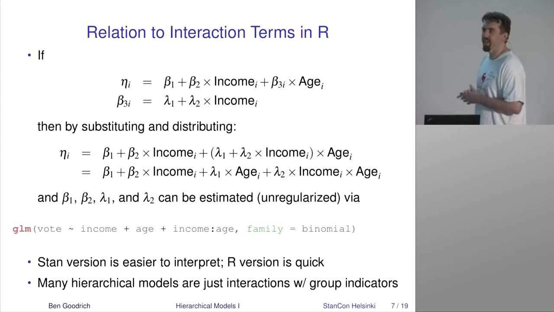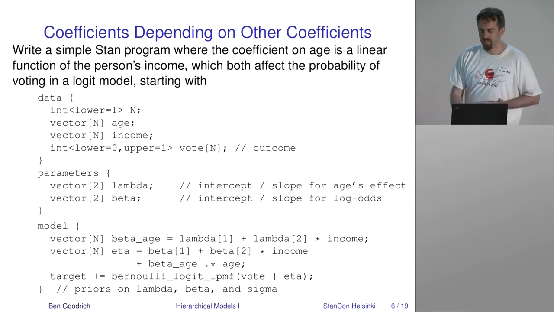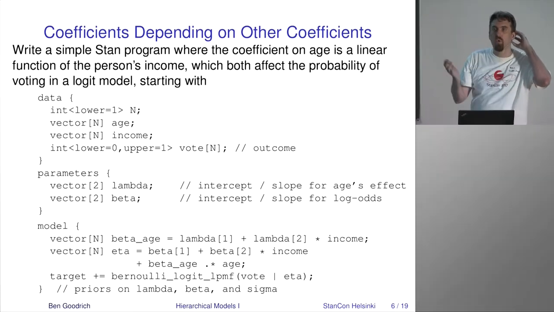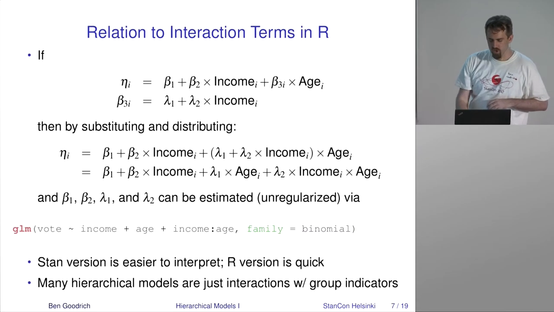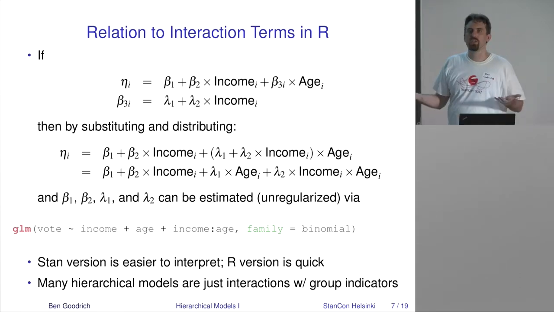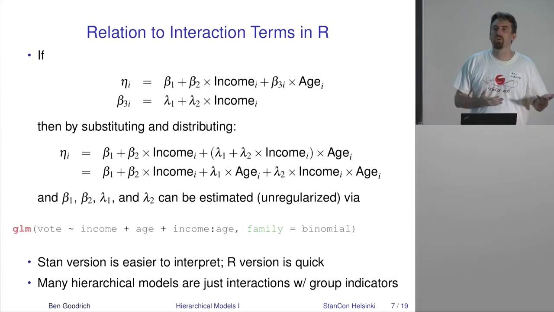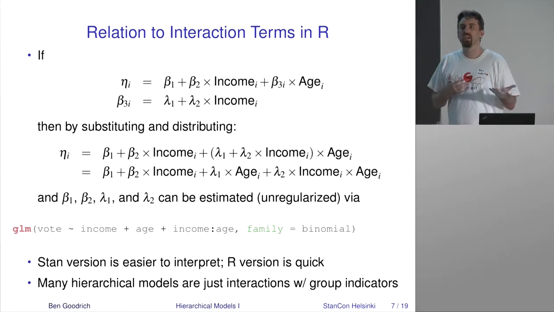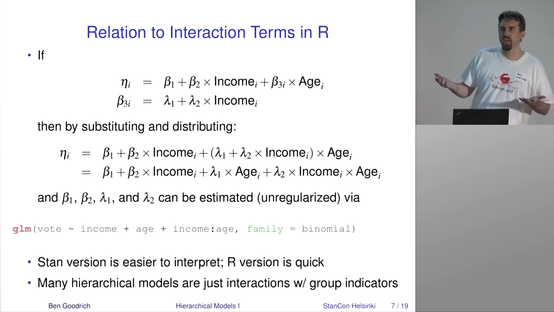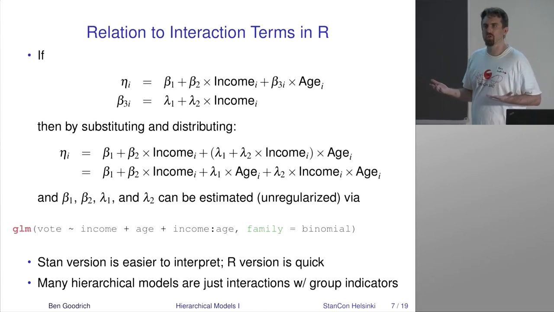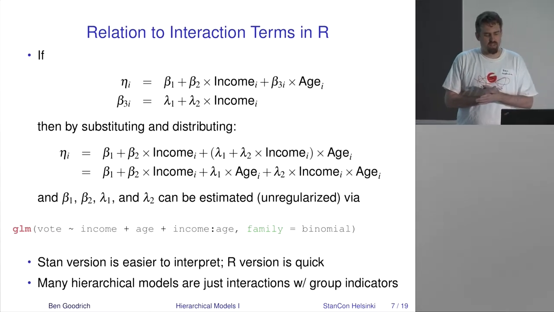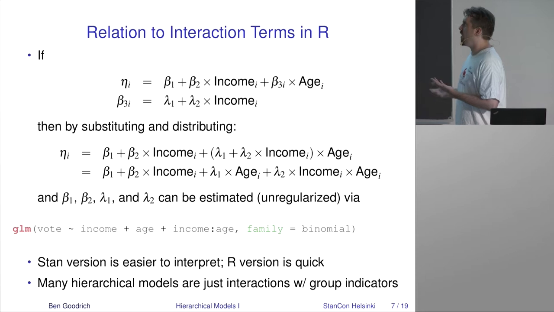The Stan version, I think, is easier to interpret because it makes it explicit how we believe the coefficient on age is formed. Whereas if you just do income, age, income colon age, you get out these coefficients that are notoriously difficult for beginners to interpret because you have to think of one when the other one is zero and stuff like that. With Stan, we could just get the posterior distribution of all these quantities of interest. So doing it in R with GLM is certainly quick. Doing it with Stan, I think, is easier to interpret, but it takes longer to write out.